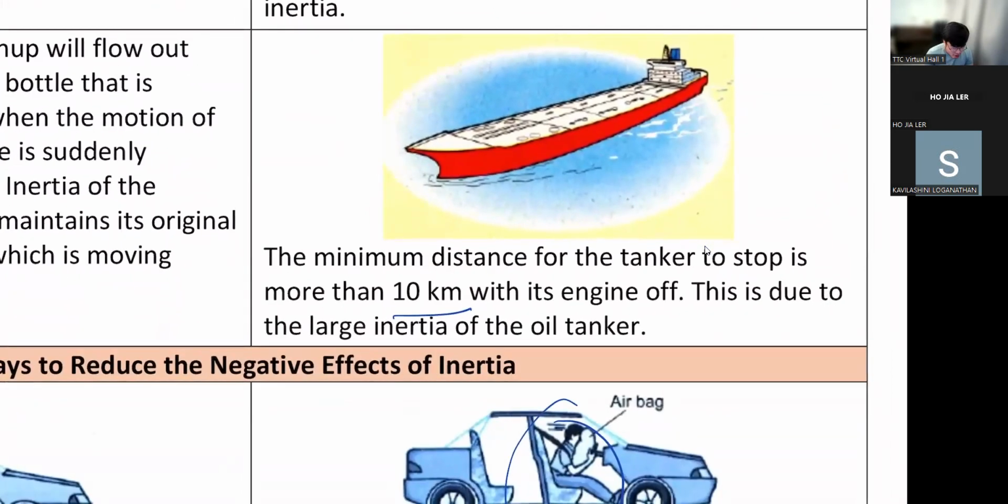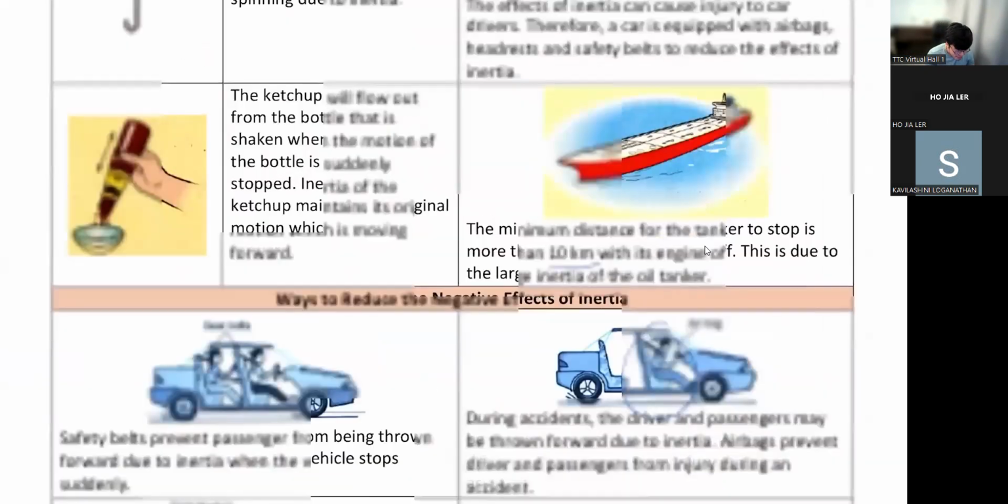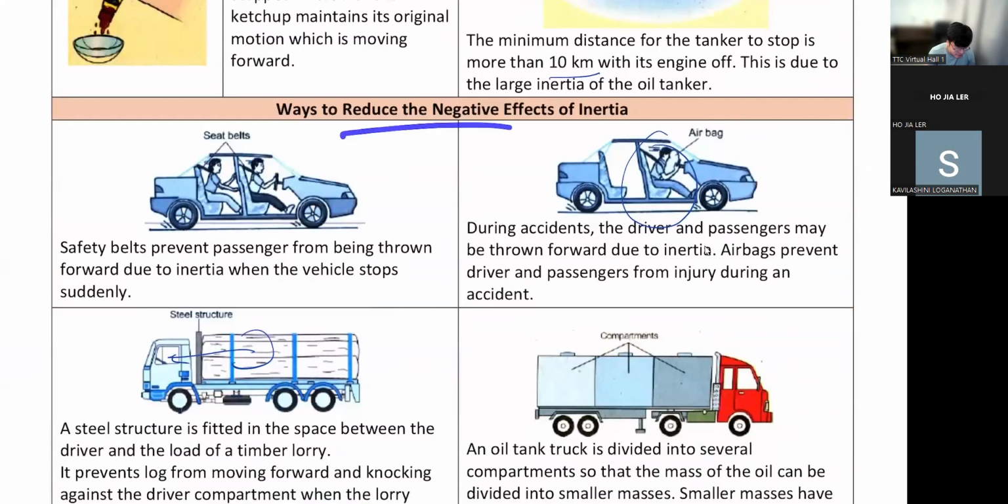Right? And for a very big oil tanker like this, they need to brake their ships. They need to stop their ship 10 kilometers away from the port. That means 10 kilometers before they reach the port, they have to shut down their engine so that they can just nicely stop at the port, because they have super big inertia. They are too heavy, so they have to stop in time. So how do we reduce the negative effect of inertia?